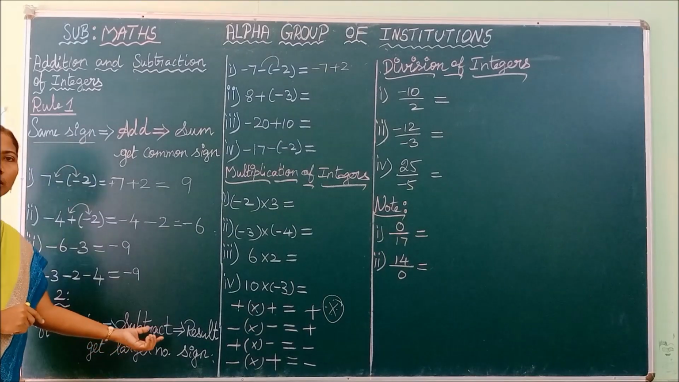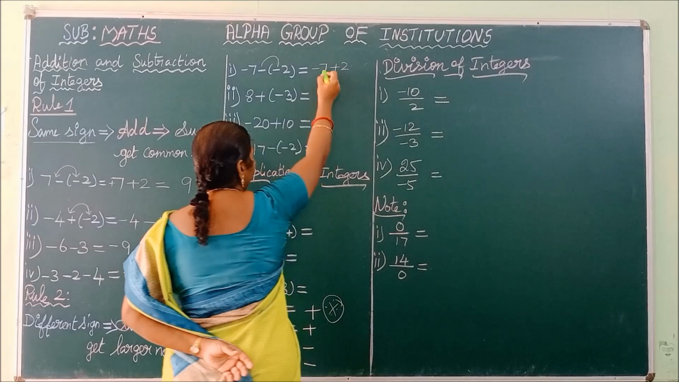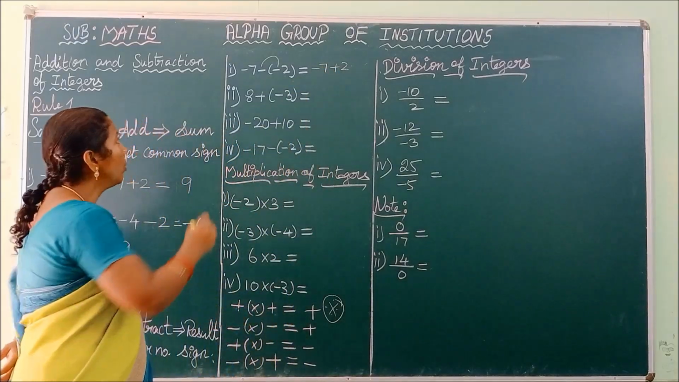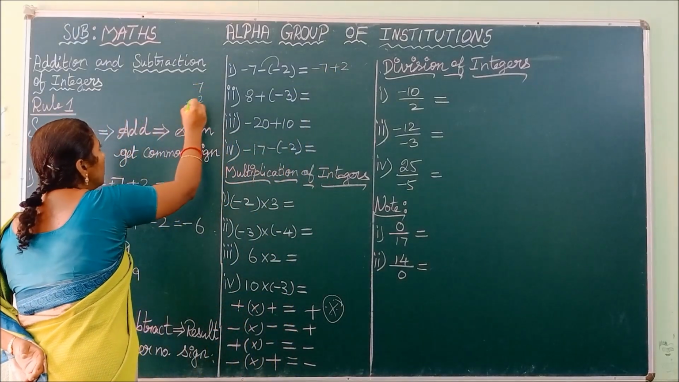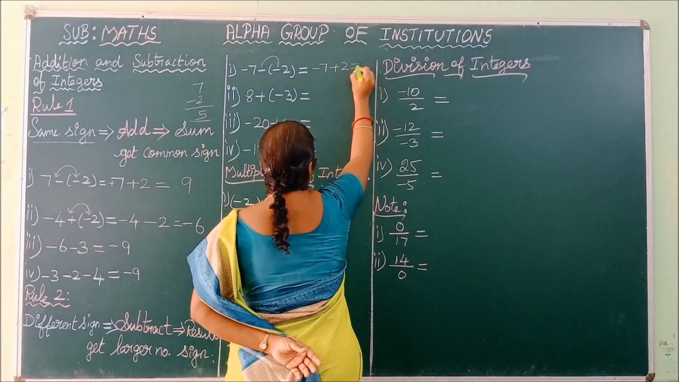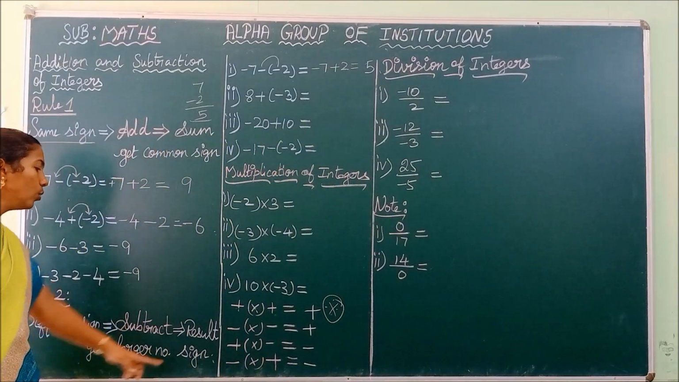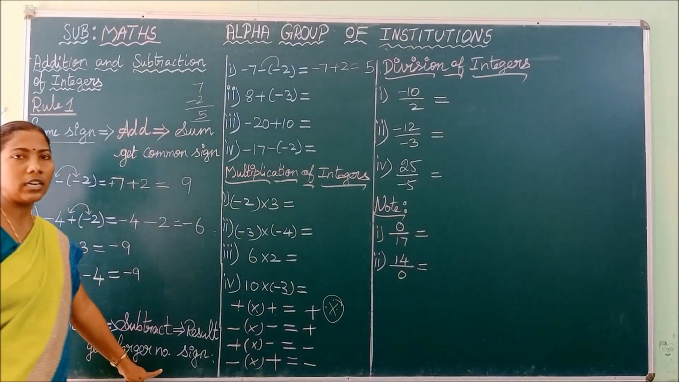So, we will go for the operation subtraction. How do you subtract? Subtract the smaller number from the larger number. So, you have to subtract 2 from 7. Your answer is 5. This is our result. What is our result? 5 is our result. As per rule 2, the result gets the larger number's sign.